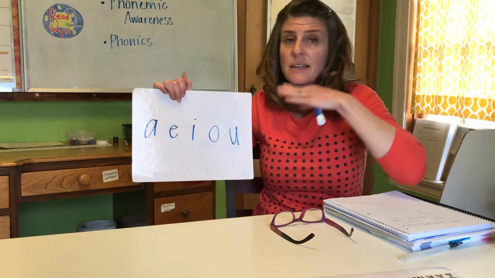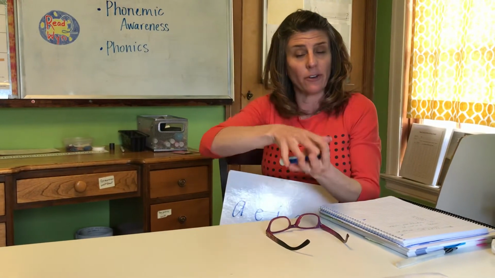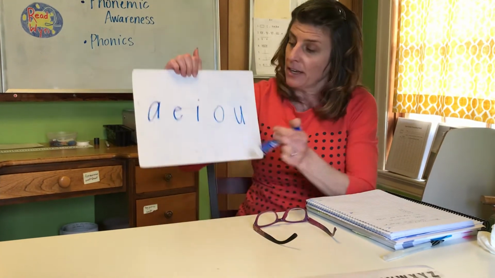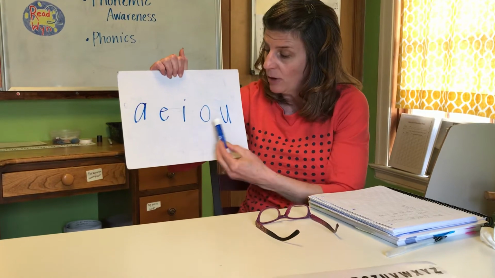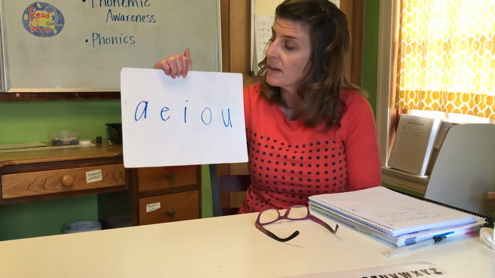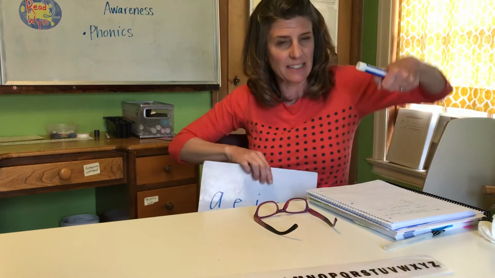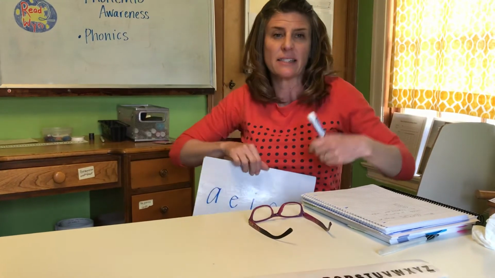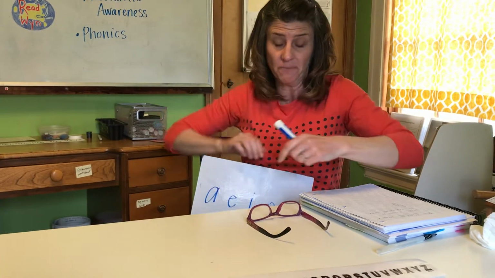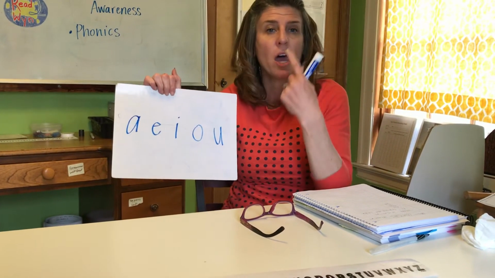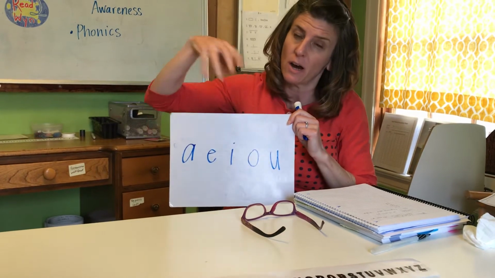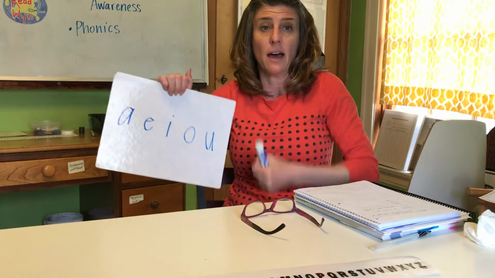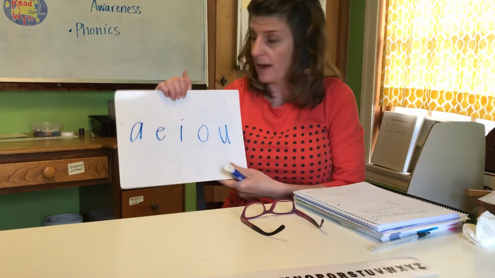The A says ah, as in alligator, you can do apple and ant. Then you go back. A, E, I, O, U, click your tongue. E says eh, as in elephant. I says ih, as in itchy, itchy, itchy. O says ah, as in, get your octopus ready, octopus. And U says uh, as in umbrella. You're putting your umbrella up.